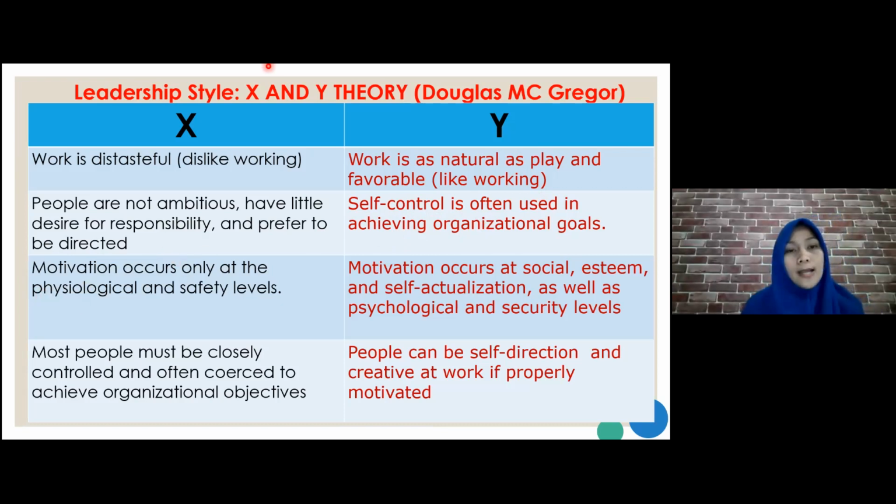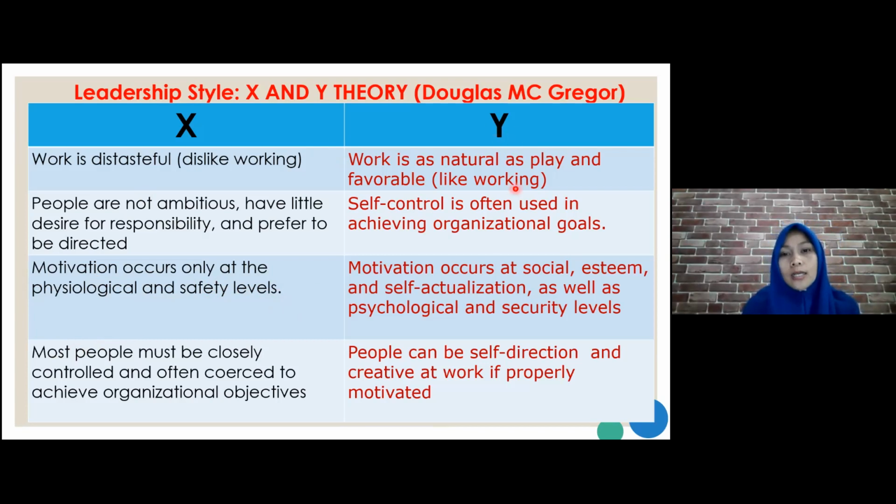The third one: the X worker thinks motivation occurs only at the physiological and safety level. I'm working just for eating. I'm working just for getting money, no more, and also for safety. Moreover, in this COVID-19 pandemic situation, I'm working for the health of my family, no more.